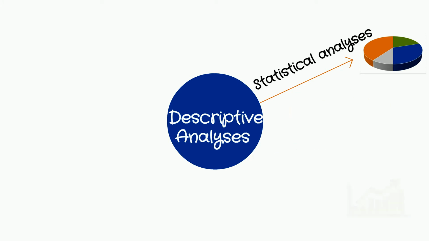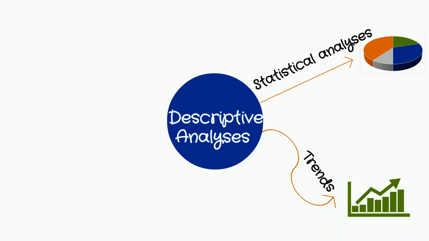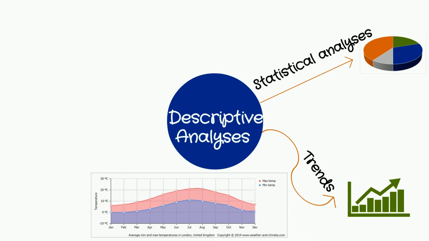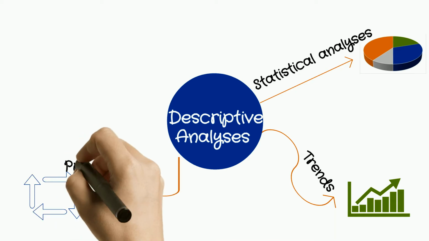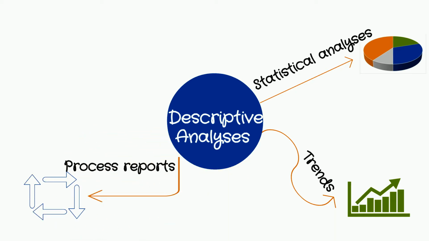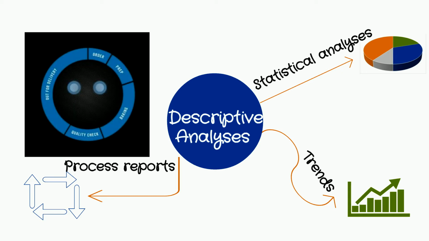Another type of descriptive analysis involves making trends. Example, how does the average temperature vary across the year? The third type of analysis important for business operations is process reporting. Example, real-time stage tracking of your pizza delivery order.